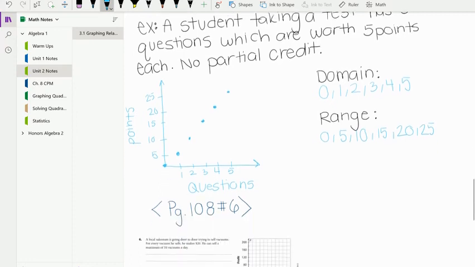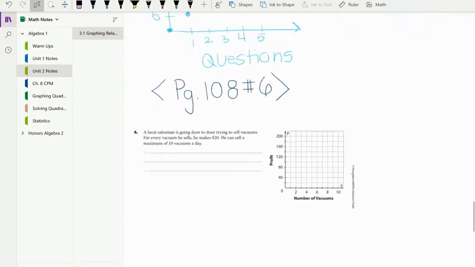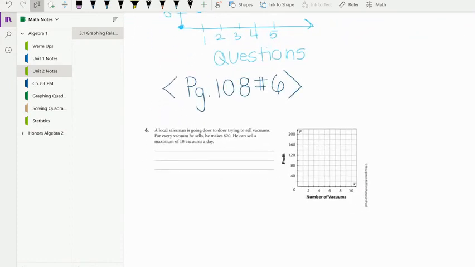Okay, so we're going to go ahead and practice with this question as well. A local salesman is going door to door selling vacuums. For every vacuum he sells, he makes $20. He can sell a maximum of 10 vacuums a day. So let's think about this. For 0 vacuums, he makes $0. For 1 vacuum, he makes 20. 2, 40. 3, 60. And then I'm just going to keep going up, but I know that I have to stop at 10 vacuums.